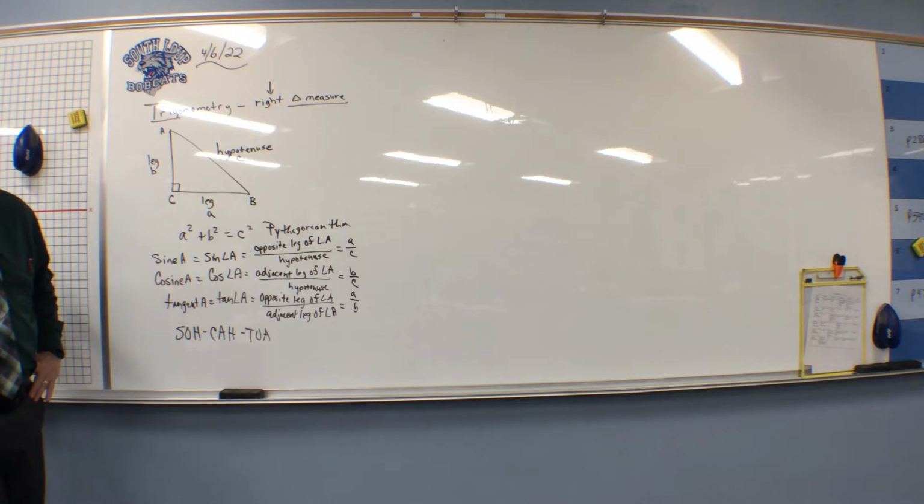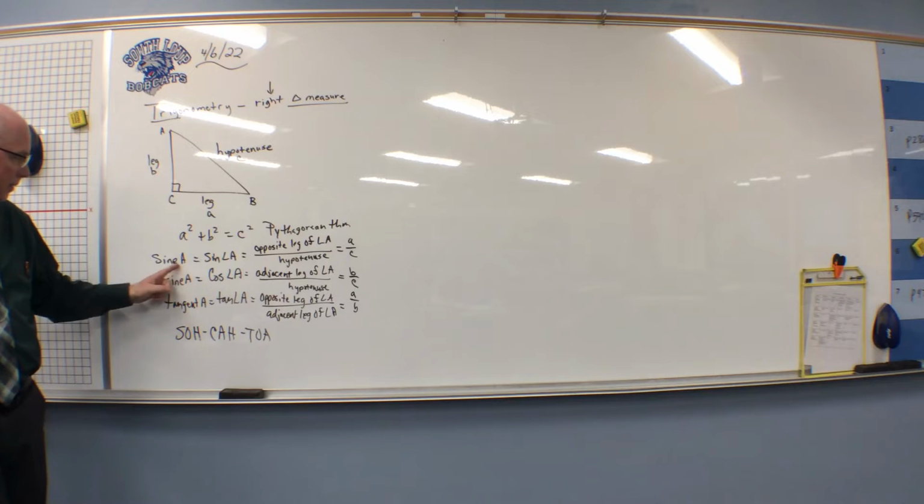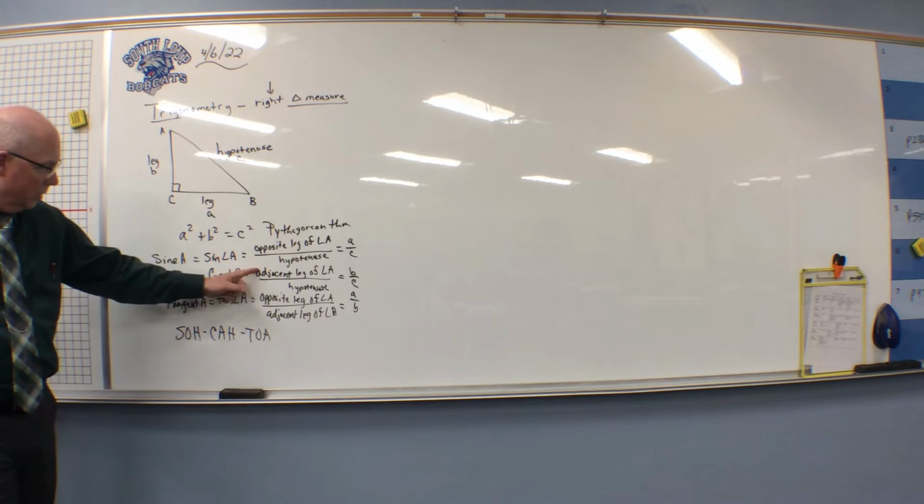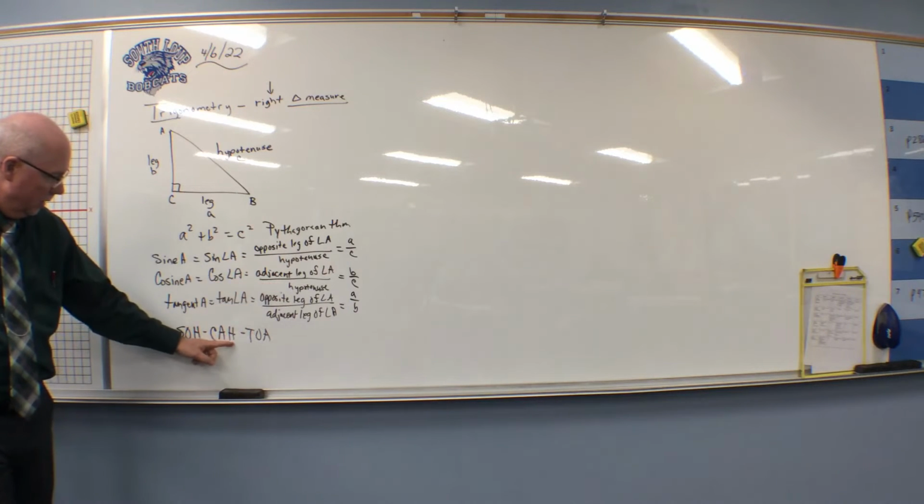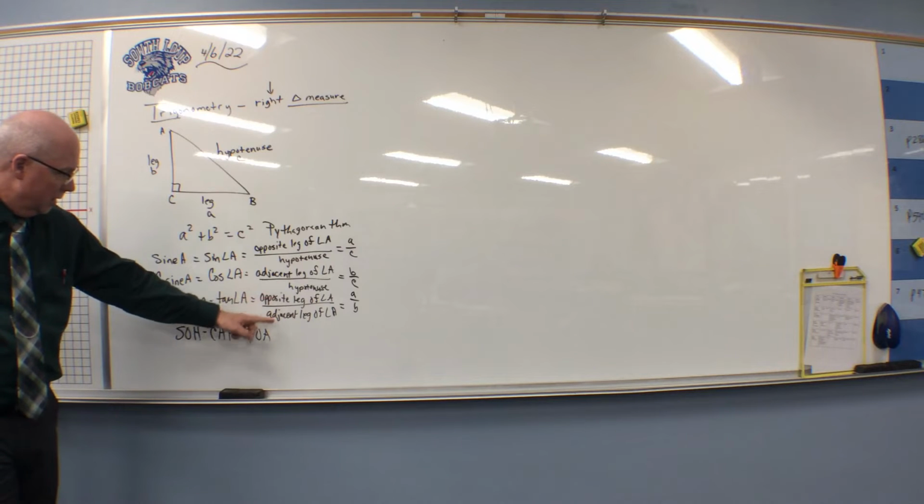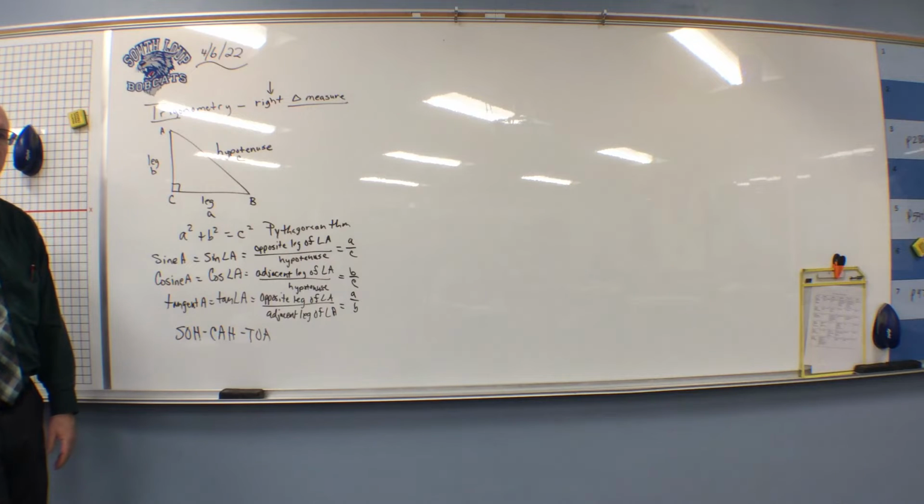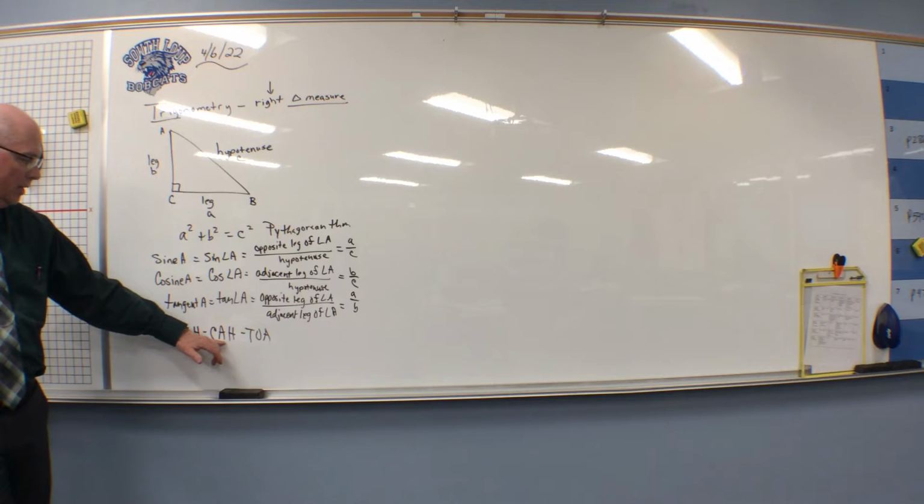So, can you say it again? Sine is opposite over hypotenuse. Cosine is adjacent over hypotenuse. Tangent is opposite over adjacent. Got it? And then you said for the cosine, cosine is adjacent over hypotenuse.